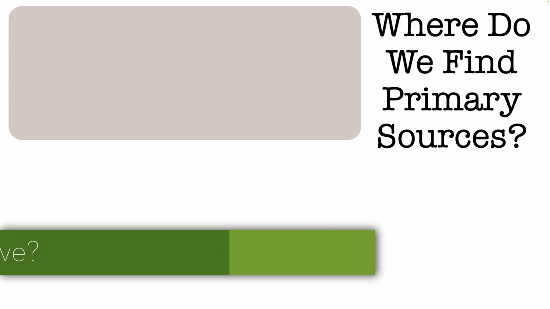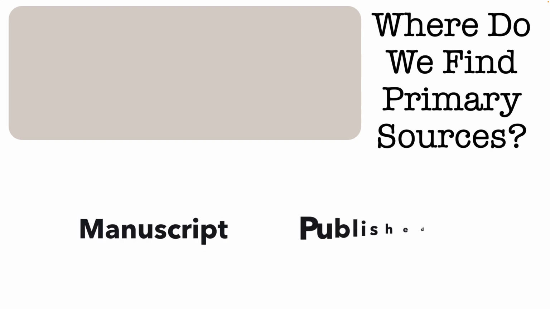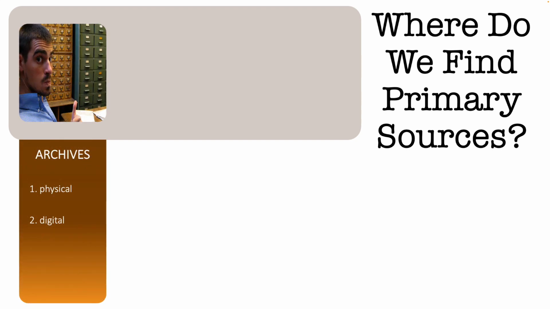Well, here it's kind of important to remember what Brundage said. Remember that we find primary sources in two basic forms, right? In manuscript form or in published form. So with that in our mind, we can now look at the three main places that we find primary sources today. First, there's archives, right? This means both physical archives and digital archives, and I'll talk a little more about that in a bit.